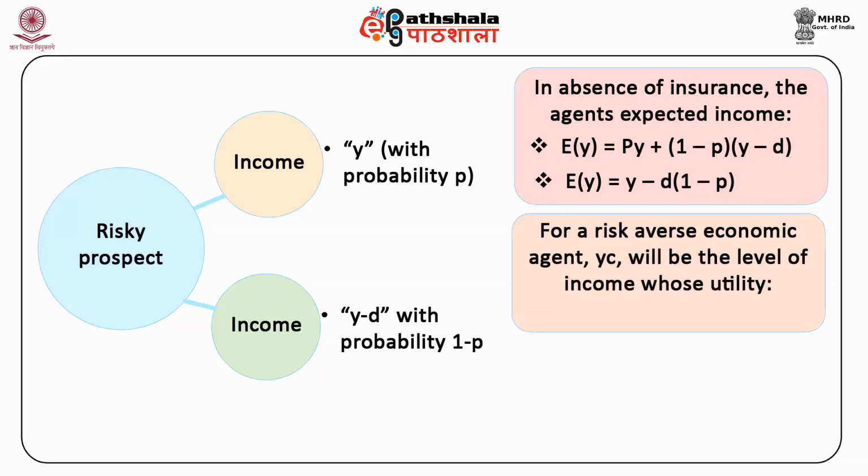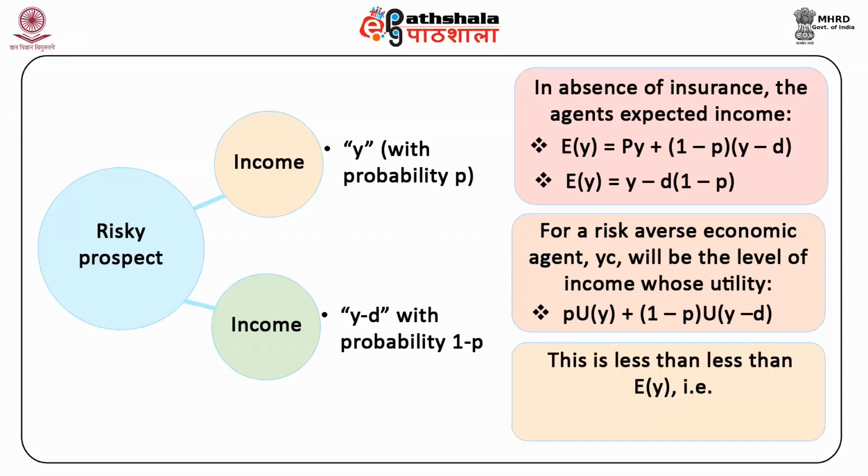For a risk-averse economic agent, the certainty value of this risky prospect YC will be the level of income whose utility is given by P U(Y) plus (1 minus P) U(Y minus D). This is less than EY, that is, YC is less than EY. As such, the agent will be prepared to pay an insurance premium so long as he ends up with a certain income at least as great as YC.